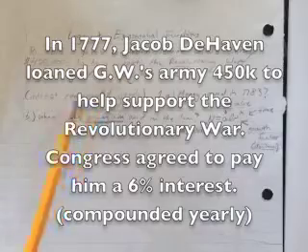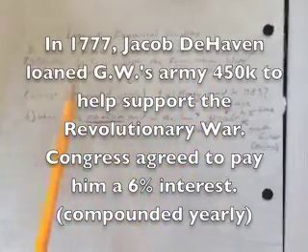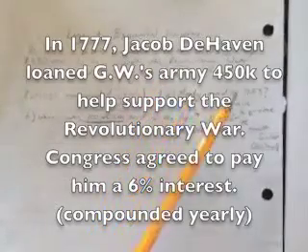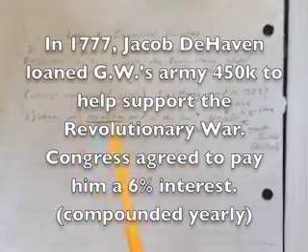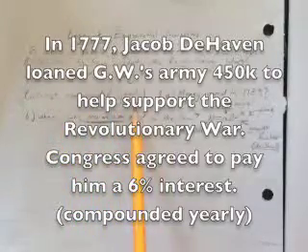The question now. It says, in 1777, Jacob de Haven loaned George Washington's army $450,000 to help support the Revolutionary War. Congress agreed to pay him a 6% interest compounded yearly. Okay, so what was the money owed in 1783?